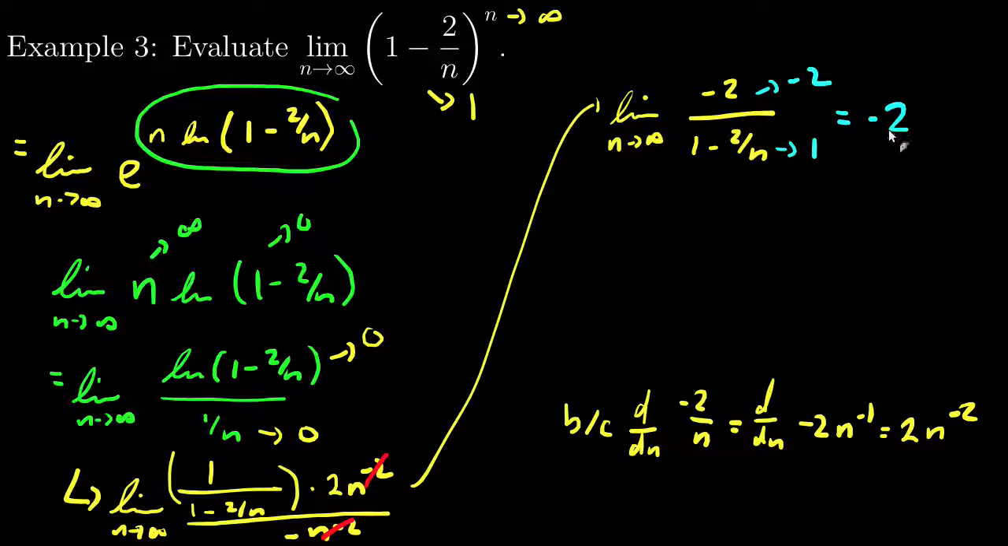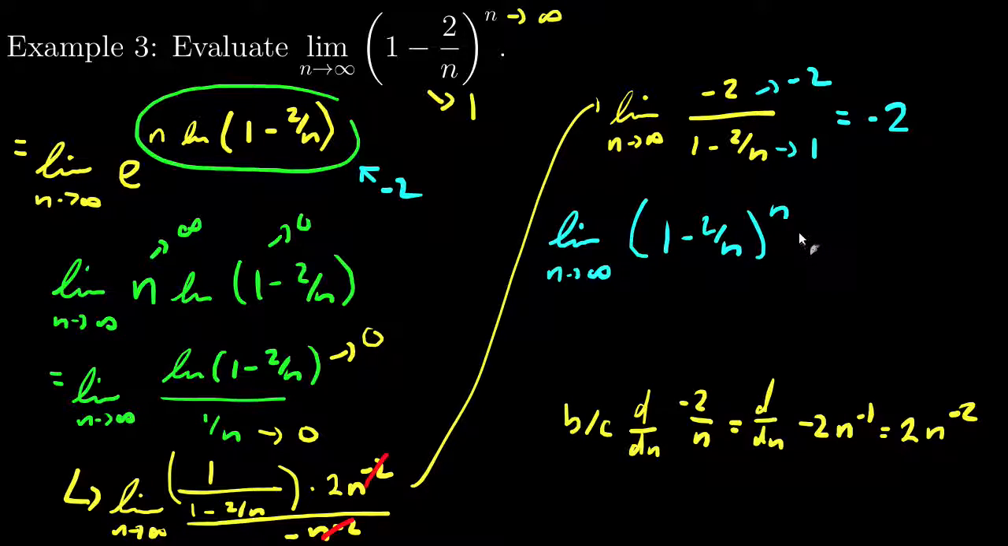But we need to remember, this negative 2 was the exponent. So the whole limit, as n approaches infinity of 1 minus 2 over n to the n power, doesn't equal negative 2, it equals e to the negative second, or 1 over e squared. I don't really care which way. Usually I don't like negative exponents, but I don't mind which one we have here.